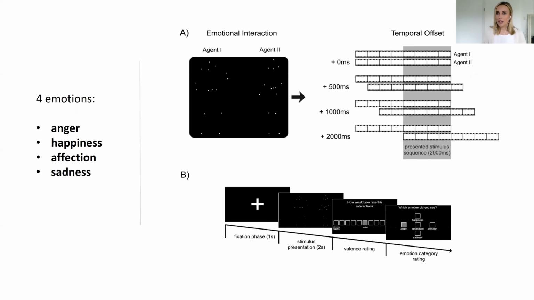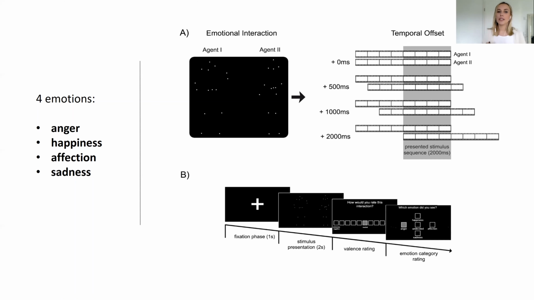We used the following methods. Using motion capture, we created point light displays displaying either anger, happiness, affection, or sadness. We then manipulated the stimulus material by randomly selecting the actions of one agent and delaying them by either 0, 500, 1000, or 2000 milliseconds.